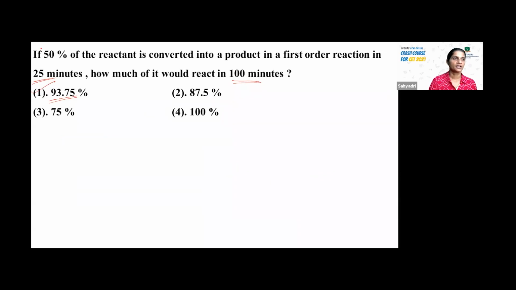Okay, I'll repeat. Here, 50% of the reactant is converted to product in 25 minutes. What is the meaning of this? T 50% is 25 minutes. Okay, what is asked? How much is completed in 100 minutes is asked. What is 100 minutes? 100 minutes is 4 T halves. 4 times T half is equal to T 93.75%. T 50%, T 75%, T 87.5%, T 93.75% are 1, 2, 3, 4 half-lives. So 4 times T 50% is T 93.75%. So in 100 minutes, how much is completed? 93.75% is completed. Clear?